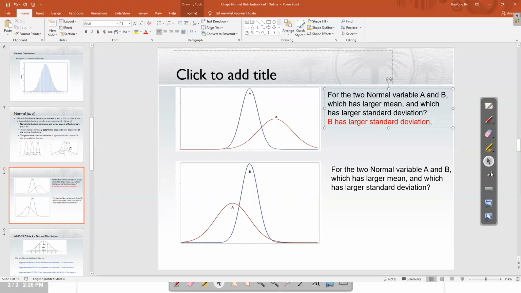Some people will get confused here. The center of A is right here. The center of B is right here, right? Which is centered more to the right? B, right? B is centered more to the right. So it has a larger standard deviation and a larger mean.